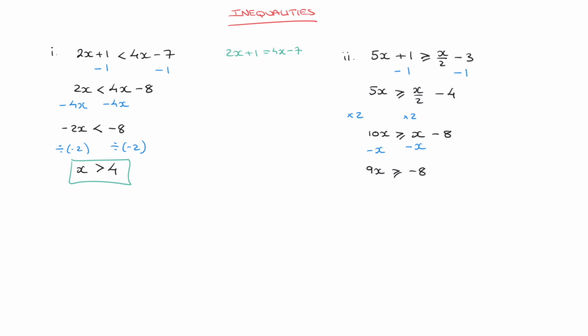Finally, I'm going to get rid of this 9 that's multiplying the x on the left-hand side, and I do that by dividing both sides of this inequality by 9. And so we'll end up with x greater than or equal to negative 8 over 9. And you leave the final answer in that form. Don't do anything with that fraction. Done. Okay, good. So that's a quick recap of inequalities.